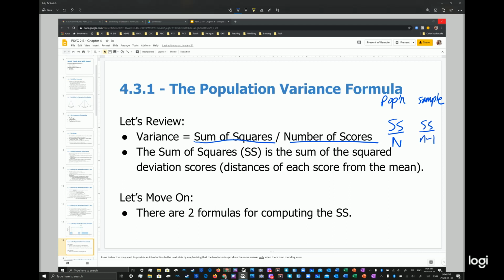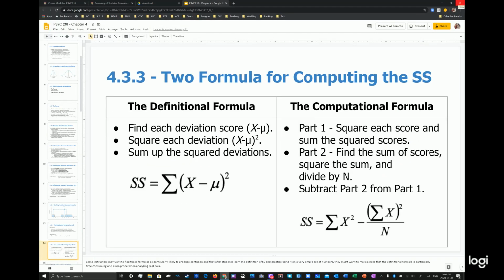Okay. And then the sum of squares, if you remember, is based on the squared deviation scores. And deviation score, by definition, is the distance of each score away from the mean. And so what we have just covered is the definition of sum of squares with which we get variance and standard deviation. And that's one of the formulas we use to calculate sum of squares, the definitional formula. So this is the first one.